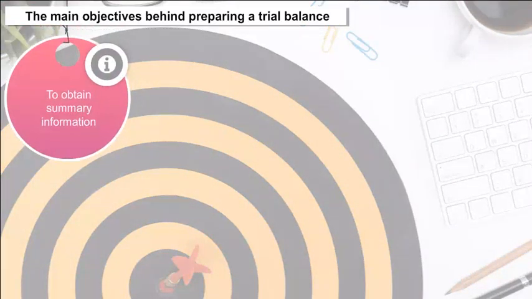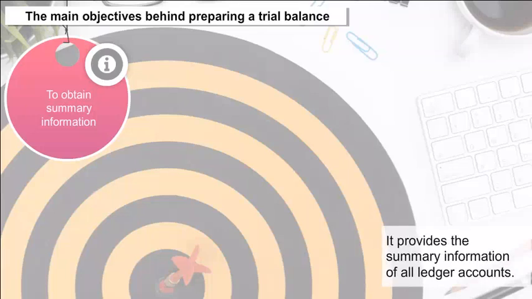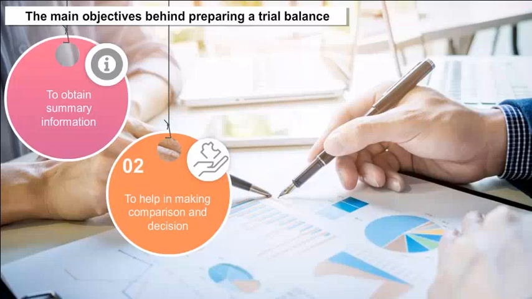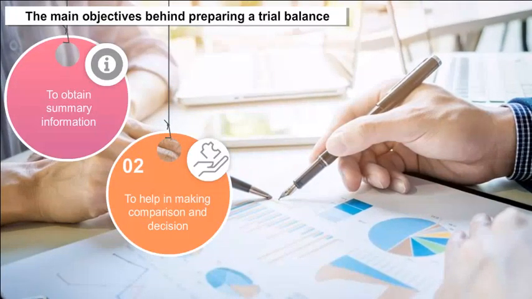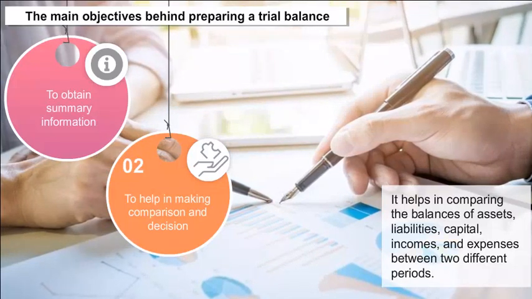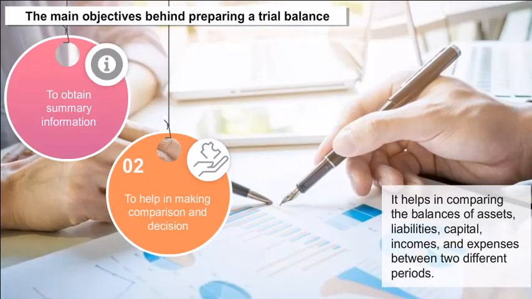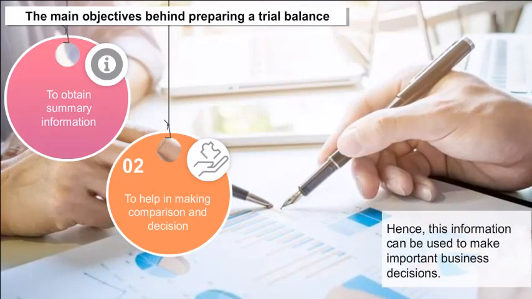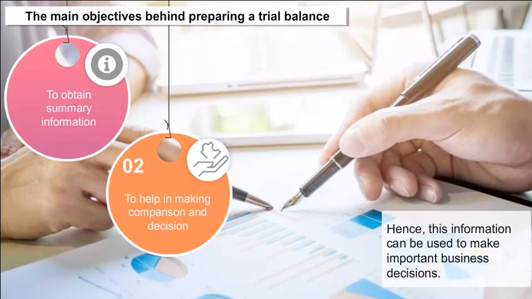1. To obtain summary information. It provides the summary information of all ledger accounts. It also presents the balances of all the assets, liabilities, capital, incomes and expenses relating to a particular date. 2. To help in making comparison and decision. It helps in comparing the balances of assets, liabilities, capital, incomes and expenses between 2 different periods. Hence, this information can be used to make important business decisions.